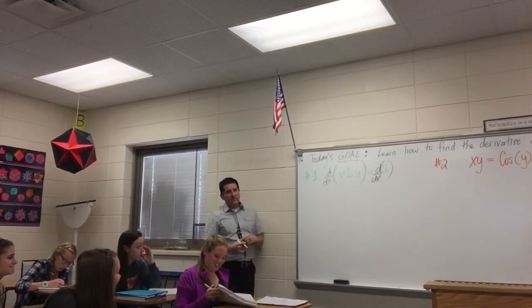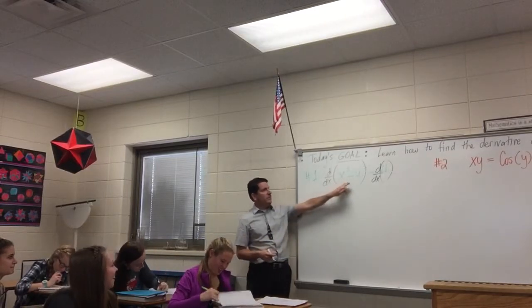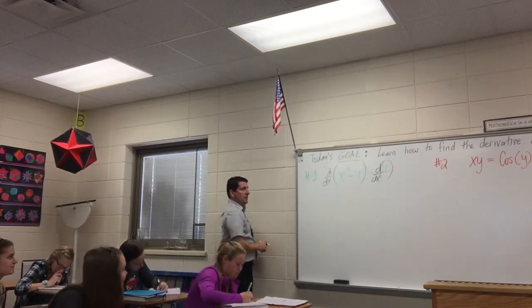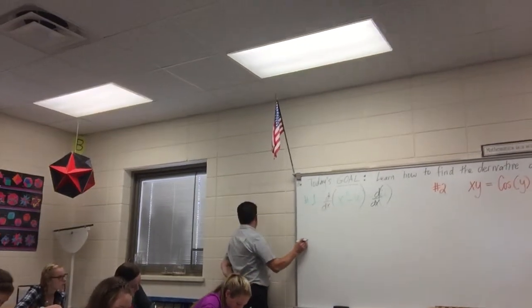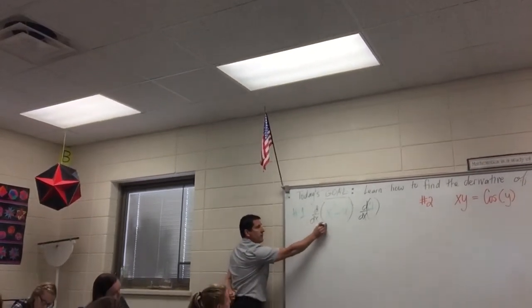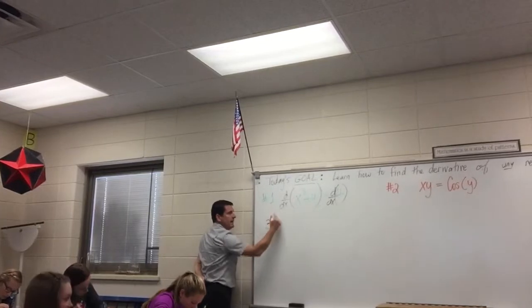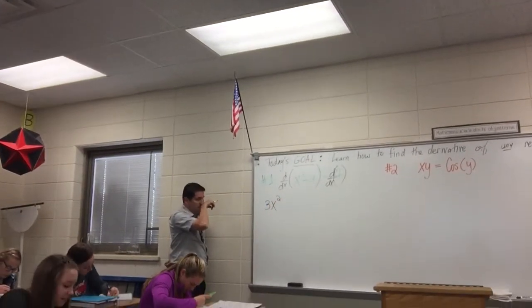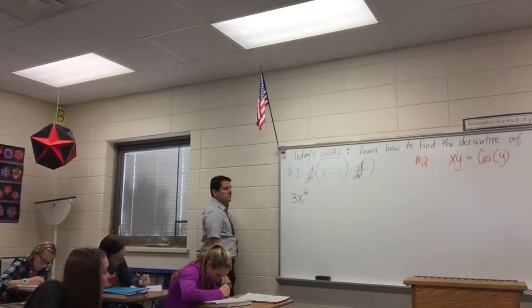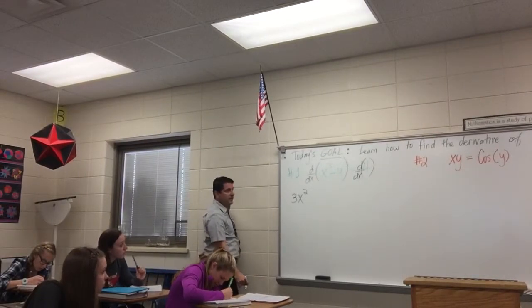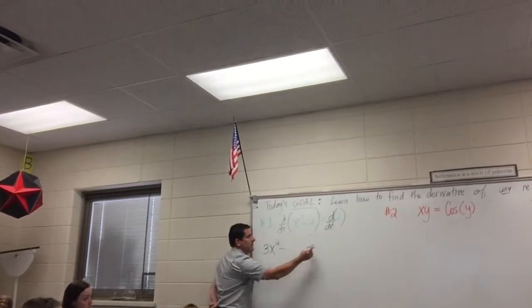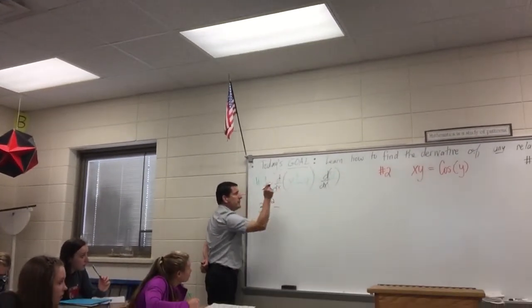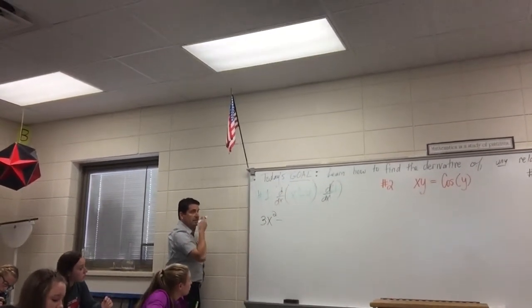The derivative of the left side. Now, this is the derivative of a difference, so I can take each derivative individually. So the derivative of x to the third with respect to x is 3x squared. Now, let's see if you remember what we started yesterday. Minus, what is the derivative of y to the third with respect to x?